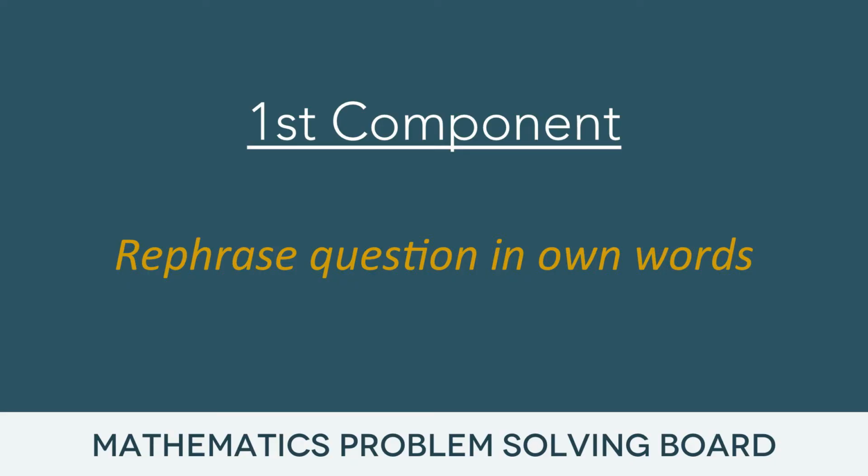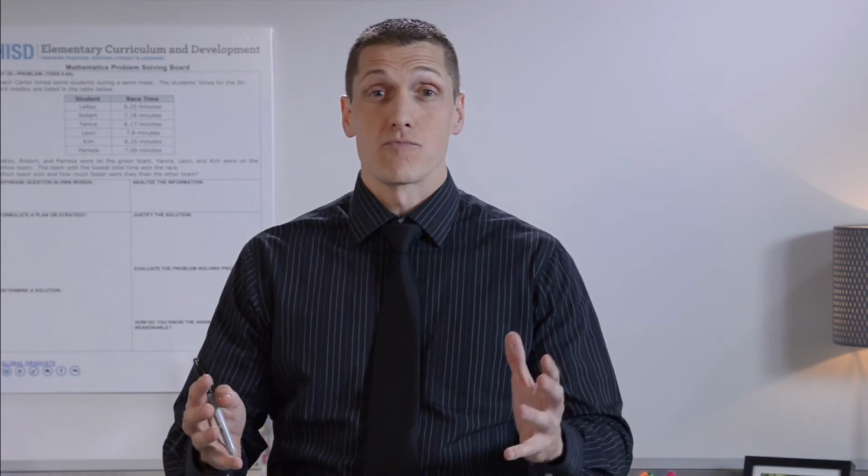The first component of the board is having the students rephrase the question in their own words. This is very simple. The students need to be able to read the stem, read the question, and then restate what the question is asking for in a sentence format. For example, the students might have a question that says, which team won the race? The students would write, the blank team won the race. In this way, the students have framed and structured their thinking so that as they go through their problem-solving model, they don't forget to go back and answer what the question is actually asking.